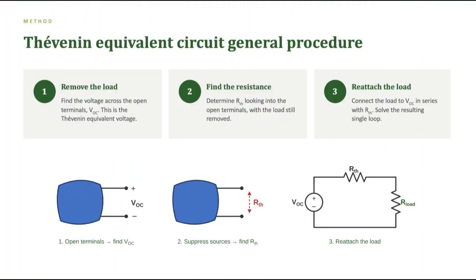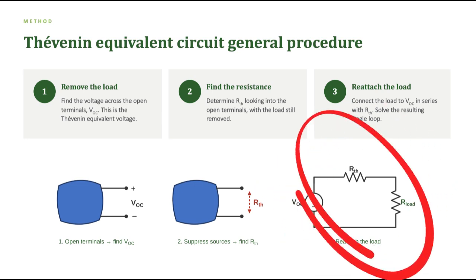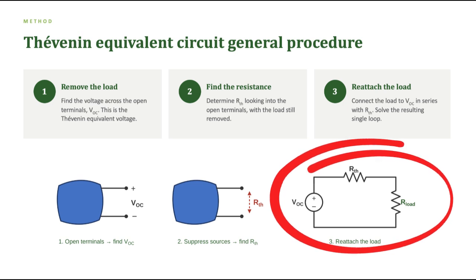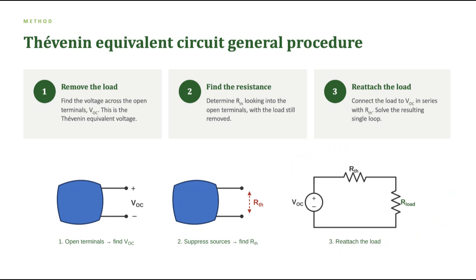Three moves, always in this order. First, remove the load. And remove means open, not short. Whatever voltage appears across that gap is V open circuit. Second, kill the independent sources and look back into the terminals. That resistance is R Thevenin. Third, rebuild: source in series with resistance, hang the load back on, and solve what is now a single loop. Here is what matters. Steps 1 and 2 never mention the load. They are properties of the network alone. That is the entire economy of the method.